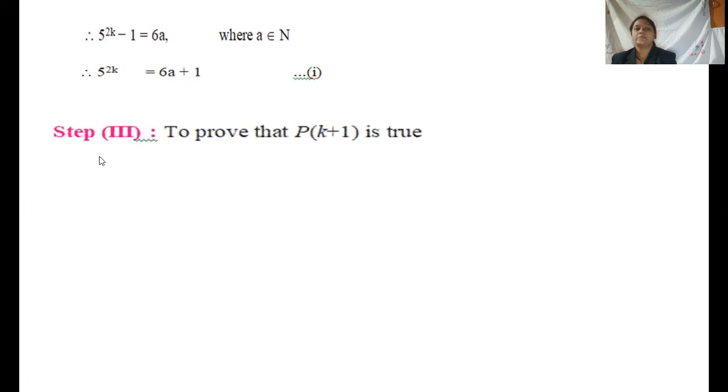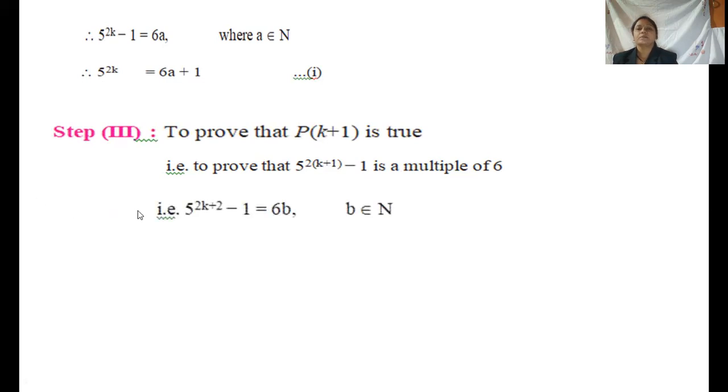Now next, step number three, to prove that P of k plus 1 is true. We have to prove that P of k plus 1 is true. That means we have to prove that 5 raised to 2(k plus 1) minus 1 is a multiple of 6. That is, 5 raised to 2k plus 2 minus 1 is equal to 6 into b where b belongs to natural number.